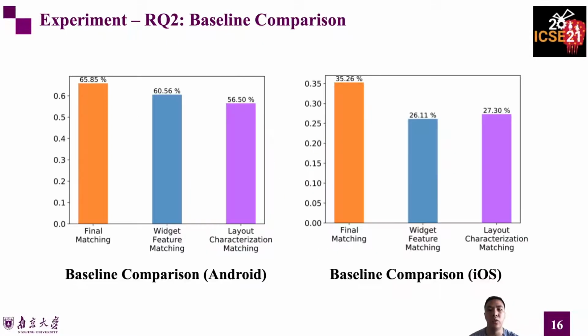In RQ2, we compare Lyrit with Skuli, which merely uses the widget feature matching. Skuli is the state-of-the-art GUI-based record and replay tool. We can find that our framework has an improvement with layout characterization matching over the state-of-the-art approaches by 8.74% and 35% on Android and iOS platform respectively. The improvements are especially obvious on cross-platform test script replay.